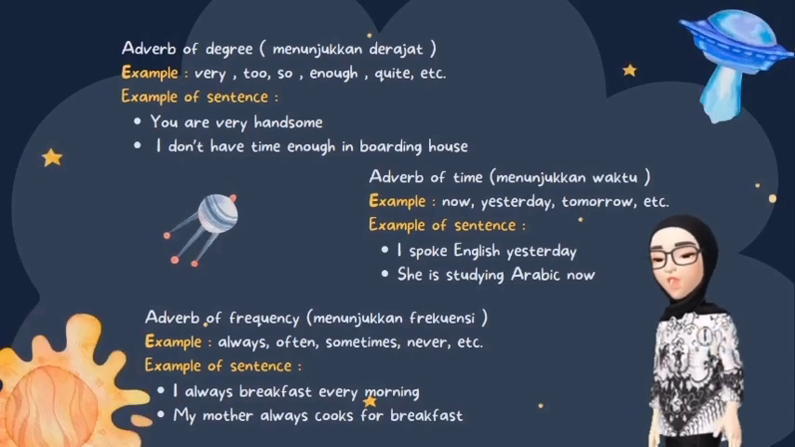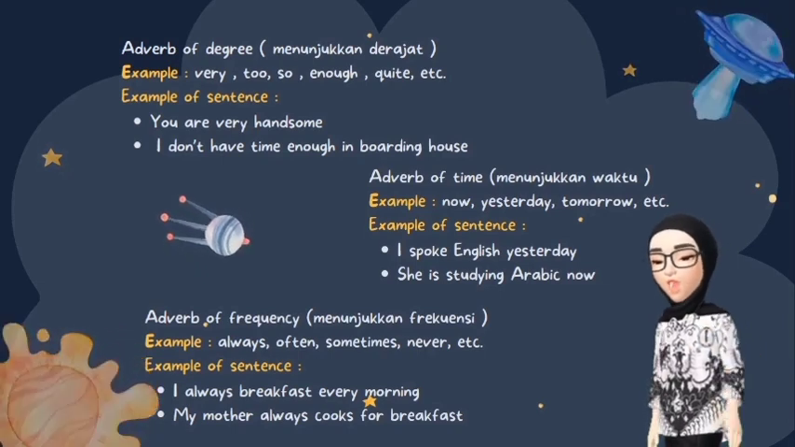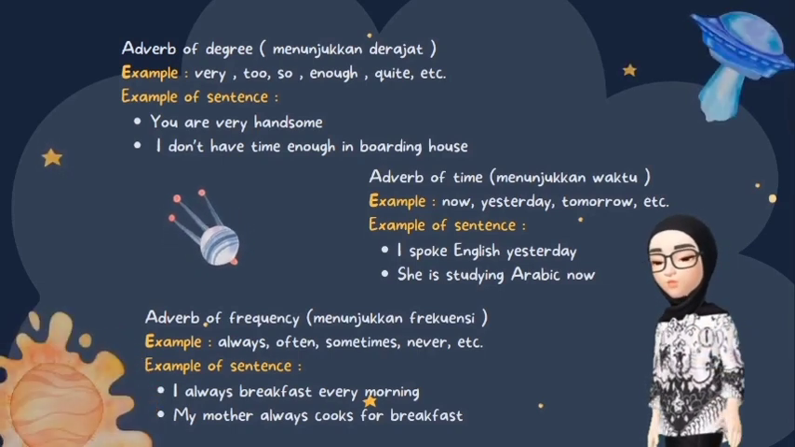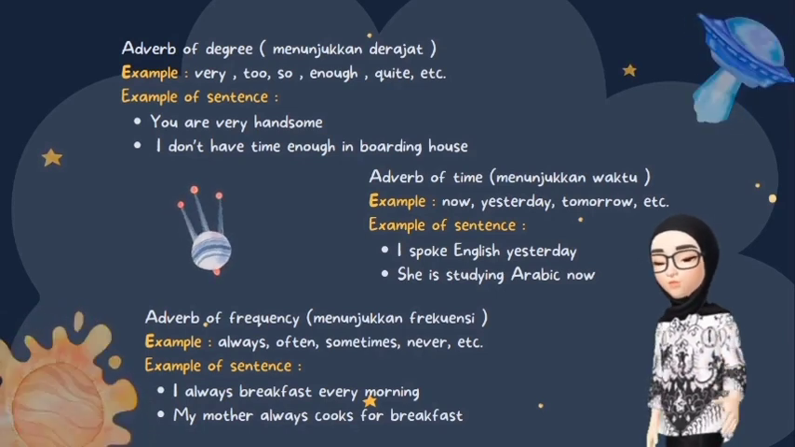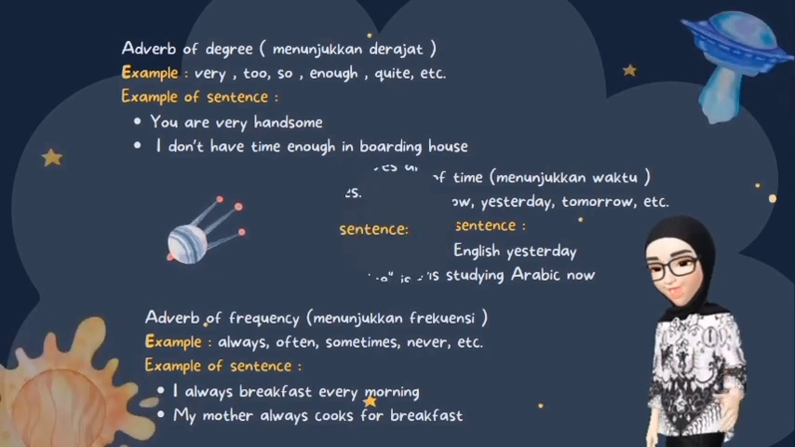5. Adverb of frequency. Example, always, often, sometimes, never, etc. Example in sentence. A. I always have breakfast every morning. B. My mother always cooks for breakfast.